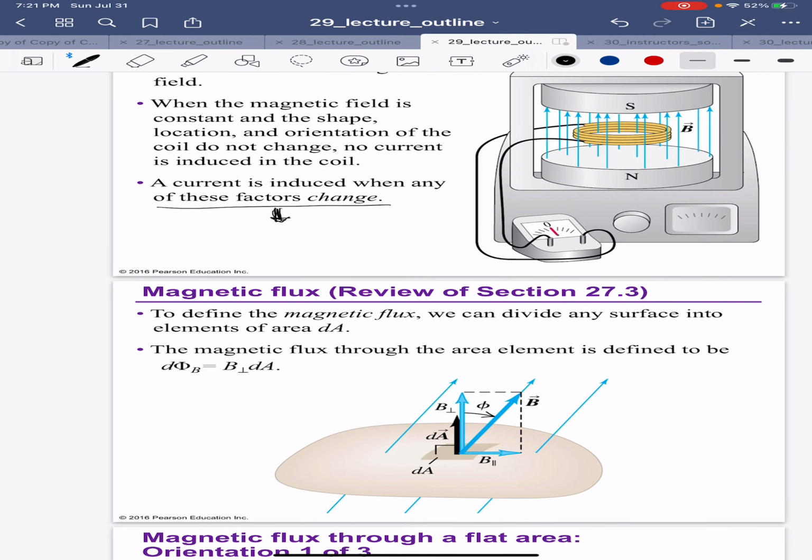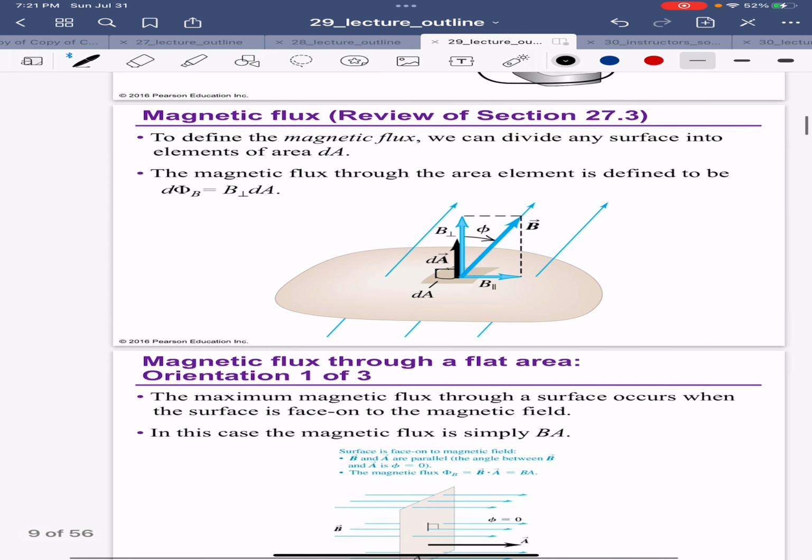In order to understand this, we are going to go back to the idea of the flux, and we are going to define the magnetic flux by having that surface here divided into small areas. We call each one dA, and then we can define the magnetic flux through the area element here to be dΦ_B as B perpendicular times dA.